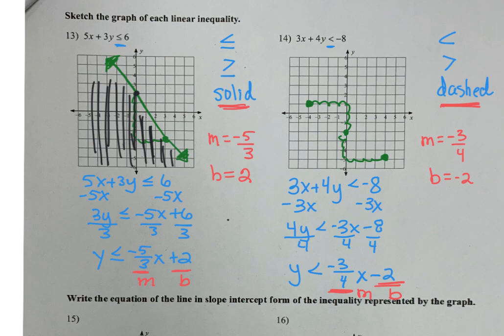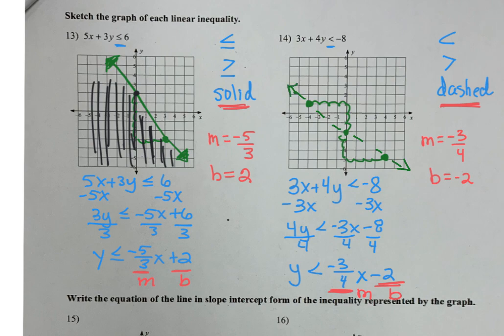Okay, so now here's where we need to be careful. We know it's a dashed line, so don't draw your solid line. You will have a dashed line that goes through these 3 points. Okay, so you got the dashed line.